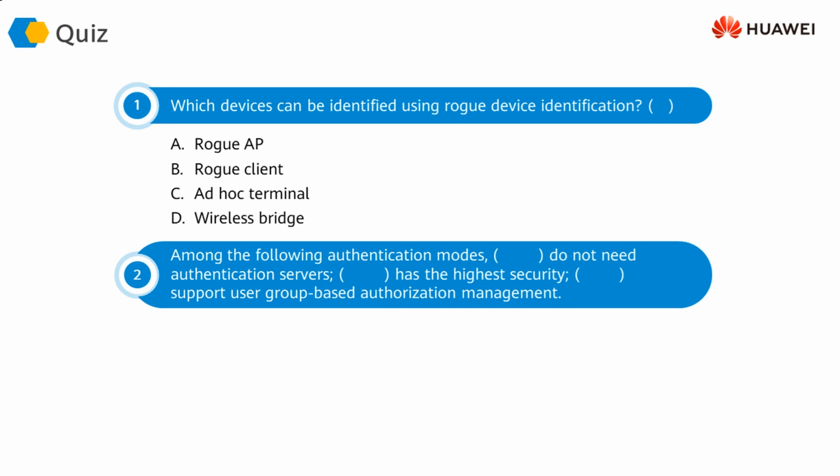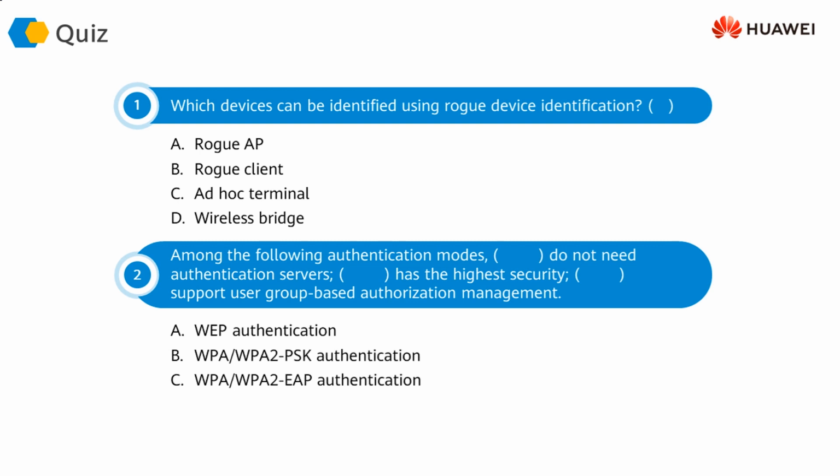Okay, the second question. Among the following authentication modes, blank one does not need authentication servers, blank two has the highest security, and blank three supports user group based authorization management. So first of all, let's take a look at the first blank. Among the following authentication modes, which do not need authentication?